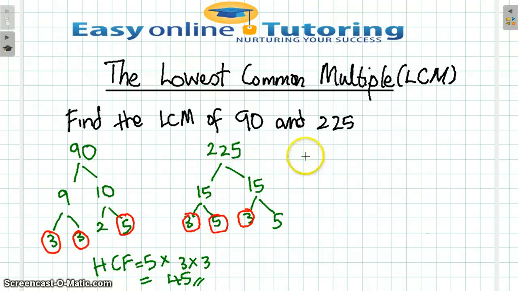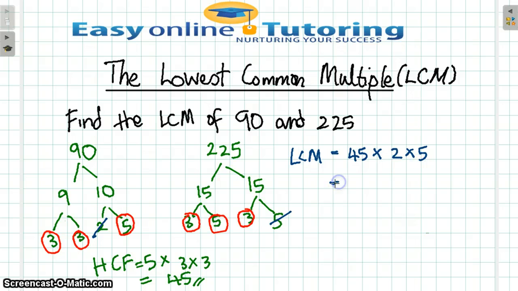So to find the LCM, which is what we are ultimately looking for, we take the HCF and then we multiply it by all the remaining numbers, and in this case there's a 2 here and there's a 5 there, and we know that 2 times 5 is 10. So the LCM of these numbers is 450.